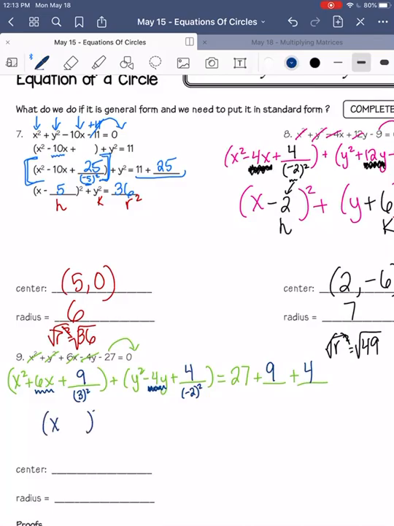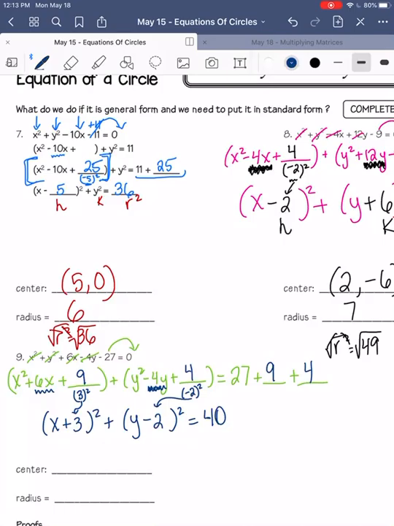All right, so now we're going to put x, and we put squared on the outside, and y, and then squared on the outside. All right, so you're bringing this number down, literally exactly as you see it. So it's a plus 3. And then you bring this number exactly as you see it. It's a minus 2. And then we're going to add these up. So 27 plus 9 is 36, plus 4 is 40. Okay? And so now that is our standard form.